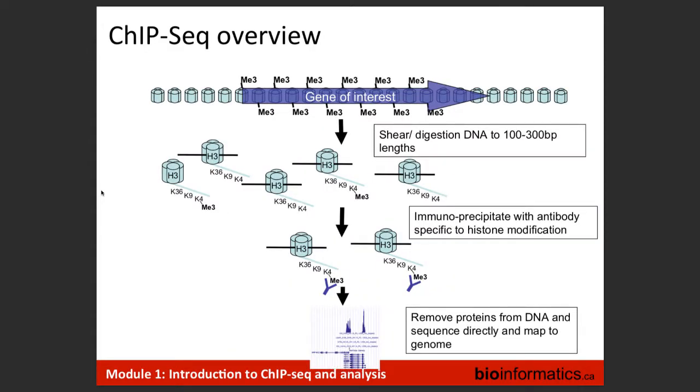Okay, so how do we do ChIP sequencing? This is a very basic overview. Again, hopefully this is a review for most of you. Of course, we have the genome where we have a bunch of histones, and these histones can be modified in some way. The first step in ChIP sequencing is to shear the DNA.